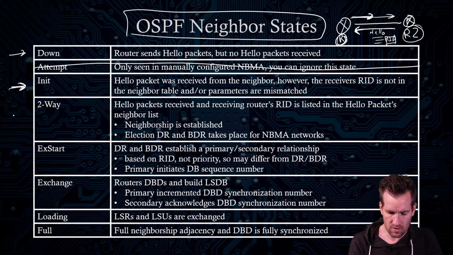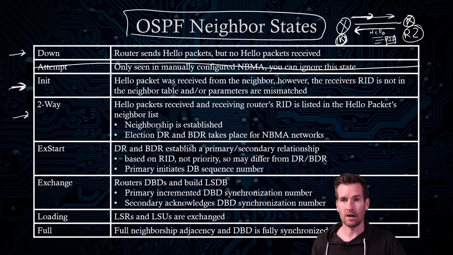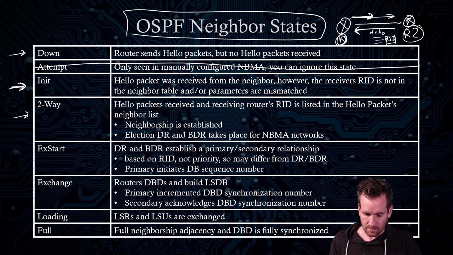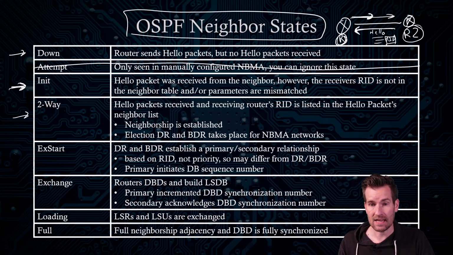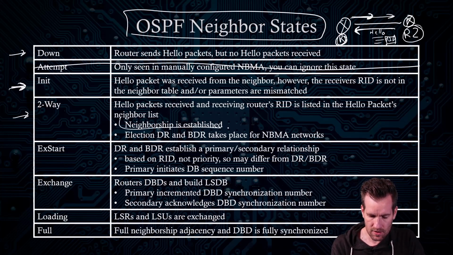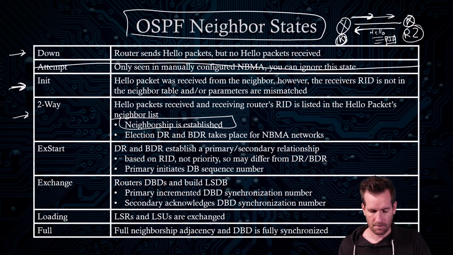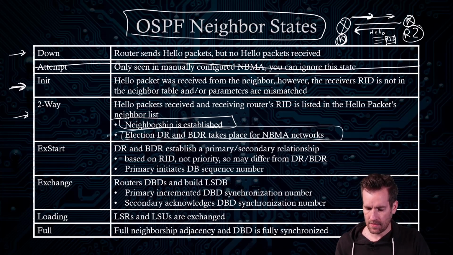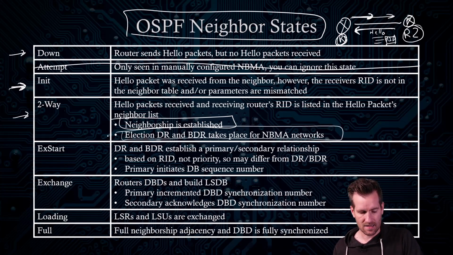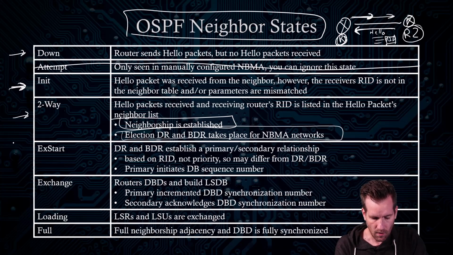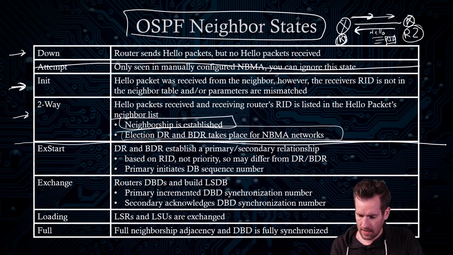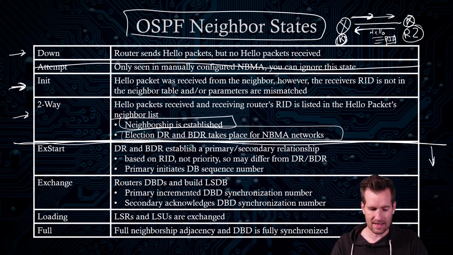So then it goes into a two-way state where they now see each other. And once they've seen each other, that's when we say the neighborship is established. So we've got a true neighborship going on there. And part of this will also elect a DR and BDR, so that's where that takes place as well. All right, so this is the division line right here. Some of these relationships never progress on past this, and we'll see what that looks like in a little bit.